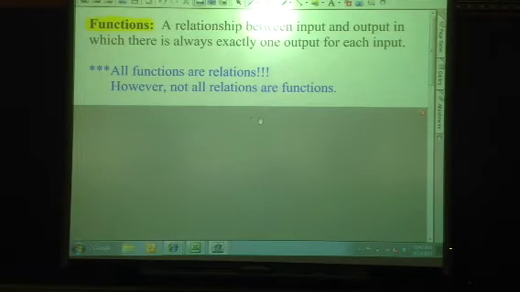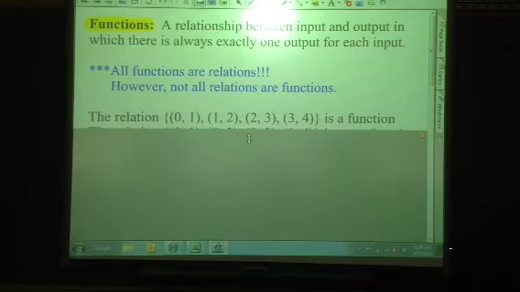Now, please note, all functions are relations. So all functions represent a group of ordered pairs. However, not all relations are functions. And what I'd like to talk about now is, how do we know?